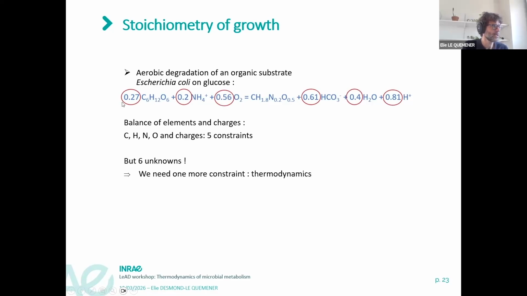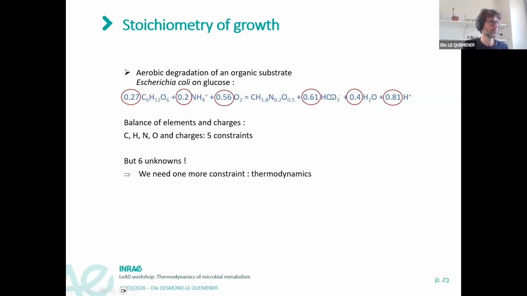You see that if you want to write this equation, it's not like the equation we discussed before, because you have 6 unknowns and you have only 5 constraints, which come from the element balances. So you can balance carbon, hydrogen, oxygen, nitrogen, and charge. So 5 constraints, but 6 unknowns in that equation. And I assume that the stoichiometric coefficient for biomass is 1, by choice. I can choose one of the stoichiometric coefficients in the equation.